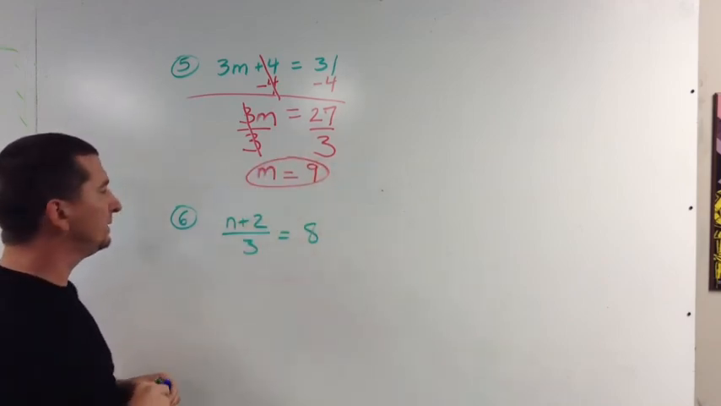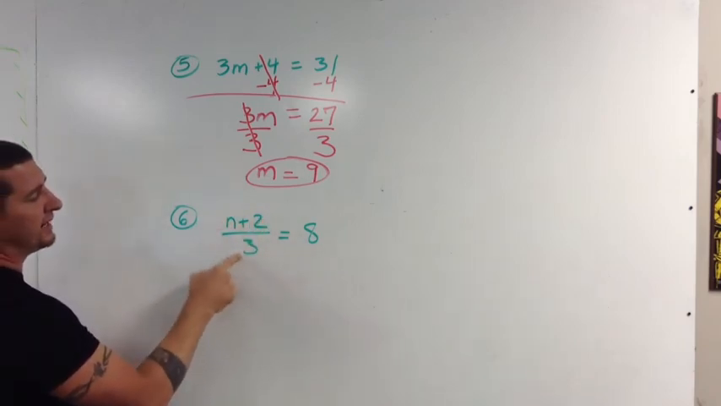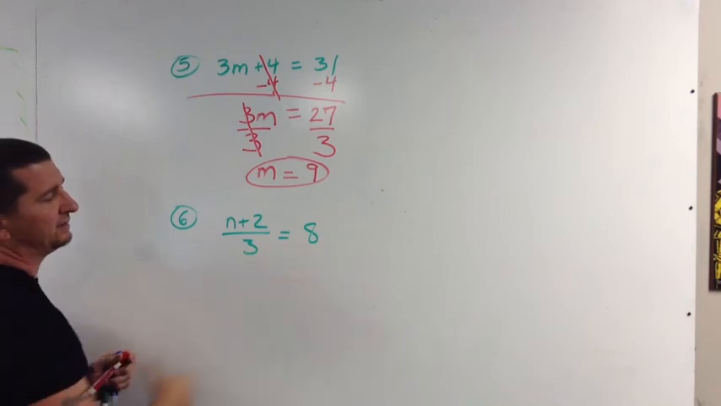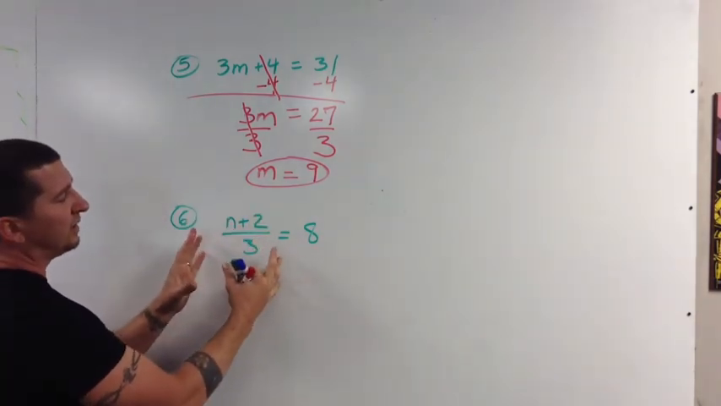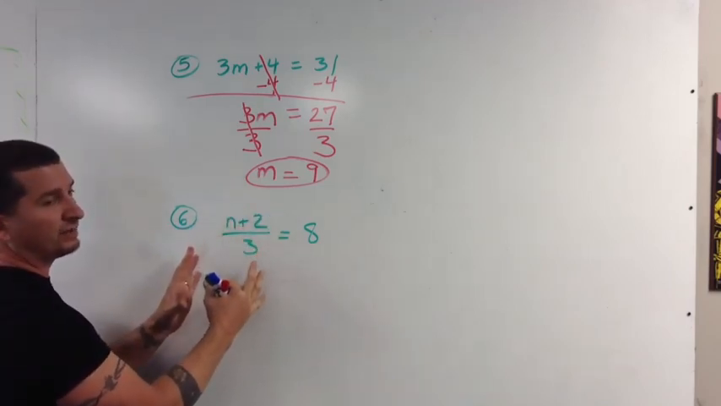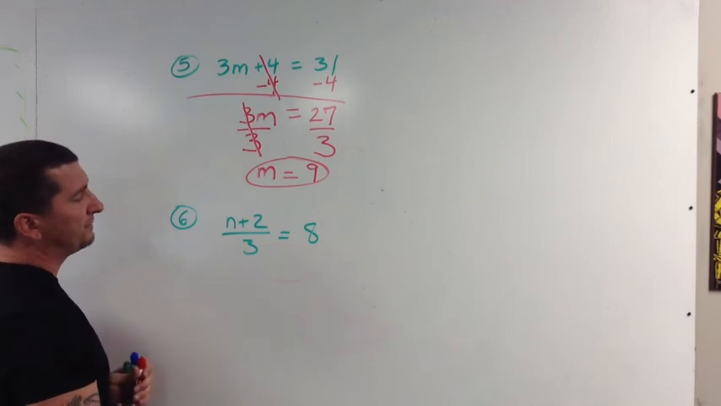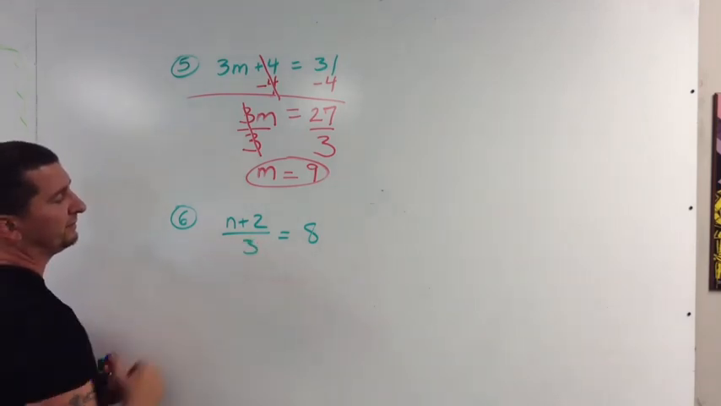Our final example is n plus 2 divided by 3 equals 8. Now, when we have an equation that has a fraction on one side of the equation, meaning the whole entire side of the equation is a fraction, the first thing you want to do is try to eliminate your denominator.